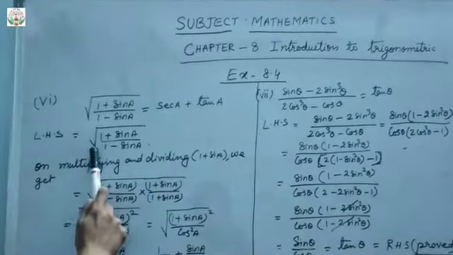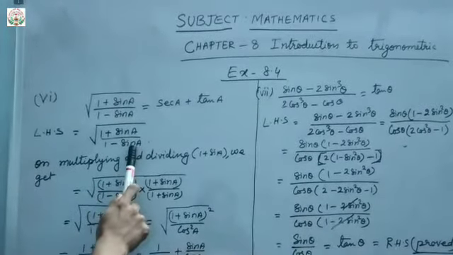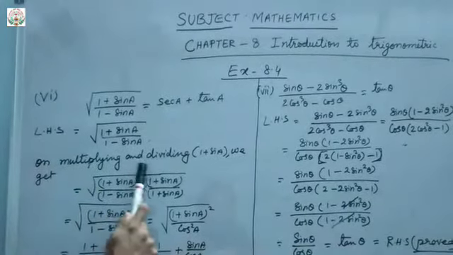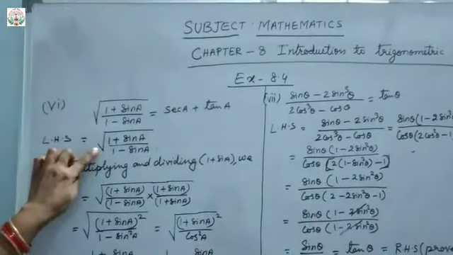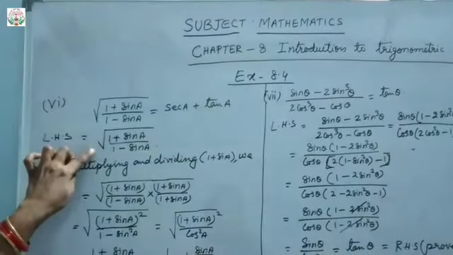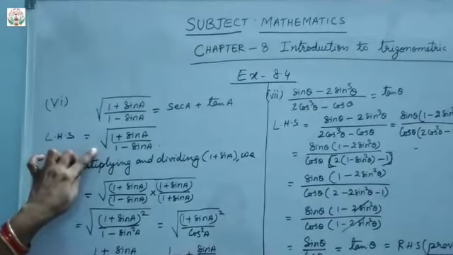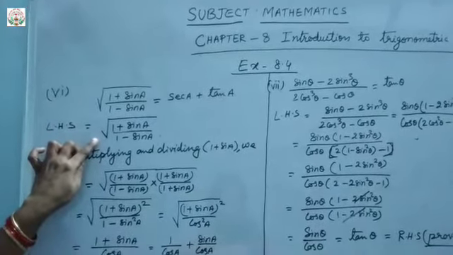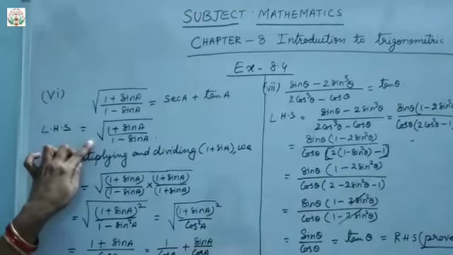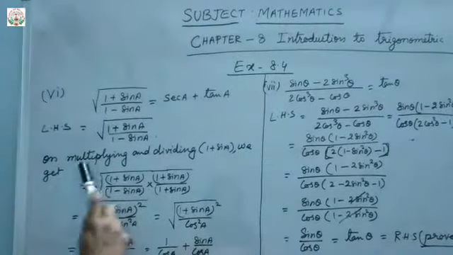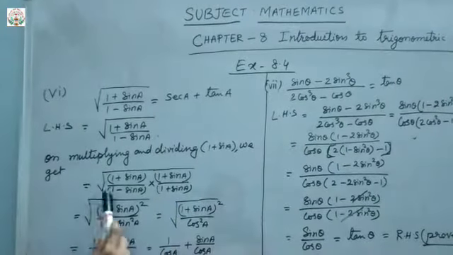Now LHS equals square root of (1 plus sin A upon 1 minus sin A). So on multiplying and dividing, because we have to rationalize, because we have to remove the square root. To remove the square root, we have to rationalize the numerator and the denominator, especially the denominator, like we have done in class 9th. So on multiplying and dividing by 1 plus sin A, we get what?